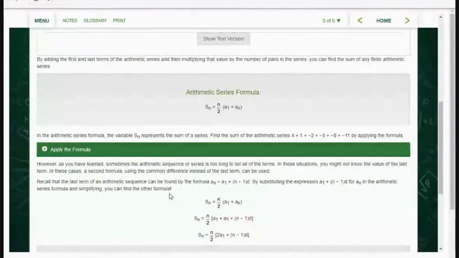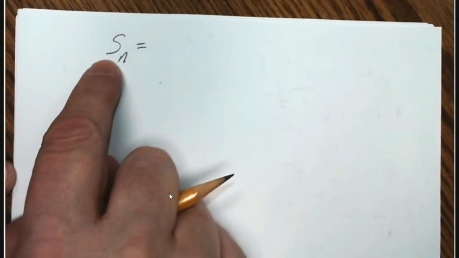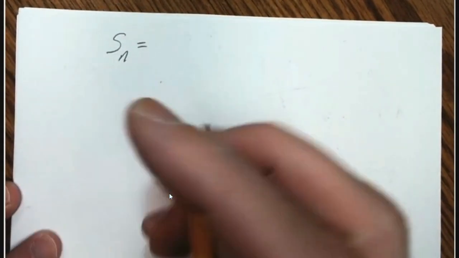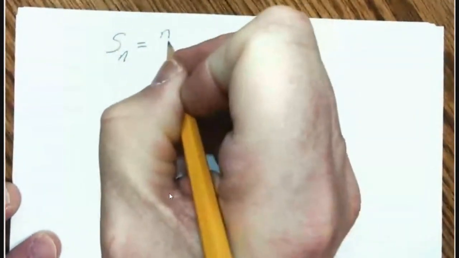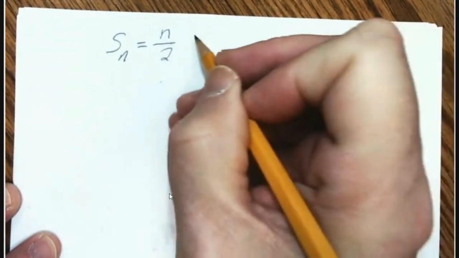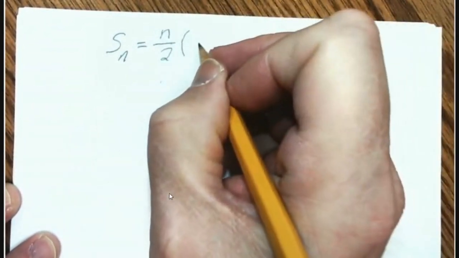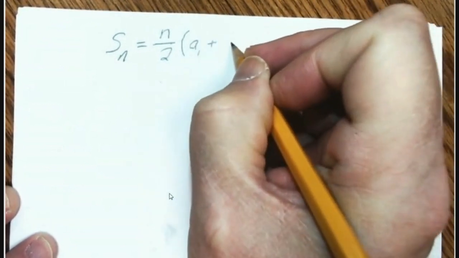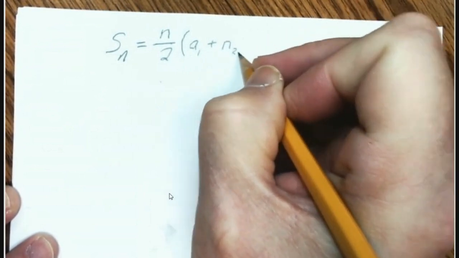All right, so when we put in our notes, S sub n. S is for sum. When you add numbers together, you get a sum. So the sum of all the terms, we take the total number of terms, how many terms are there in our sequence, we divide it by 2, and we multiply that by the first term added to the last term. Oh, not n squared or n sub 2. It's a sub n.